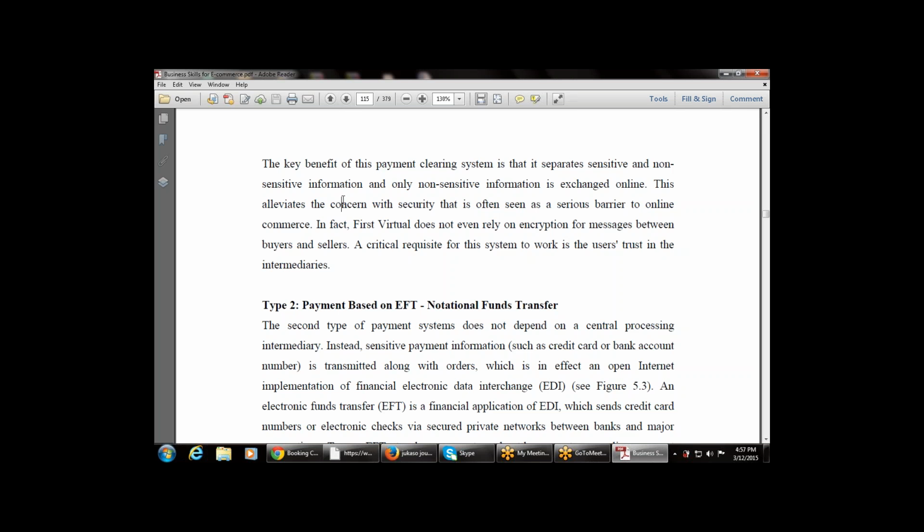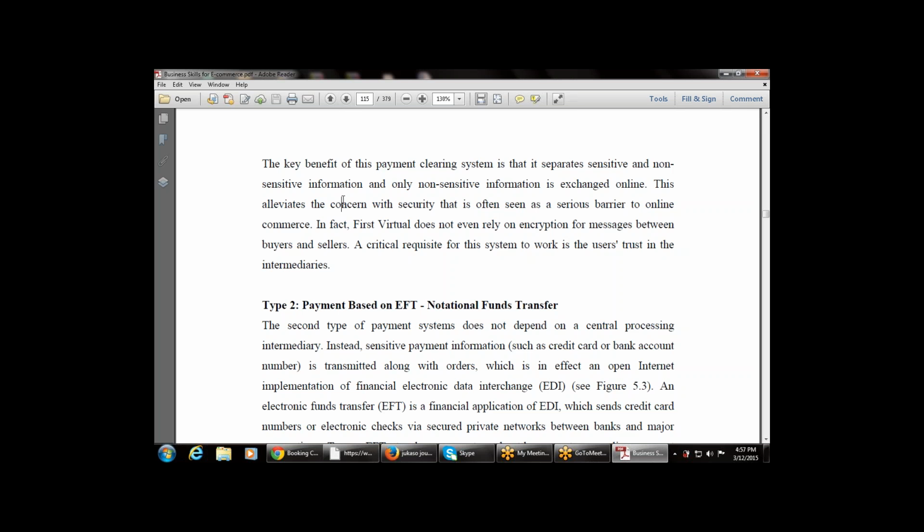In fact, first virtual does not even rely on encryption for messages between buyers and sellers. A critical requisite for this system to work is the user's trust in the intermediaries. And what is the critical requisite for this system?